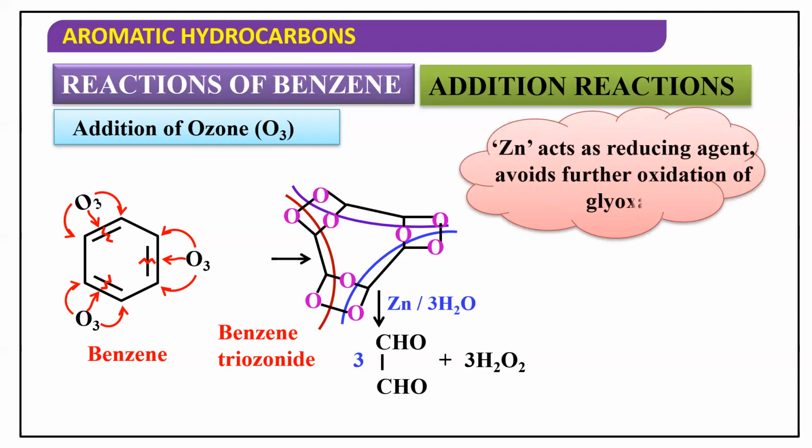Now, what is zinc doing here? So zinc basically acts as a reducing agent to avoid further oxidation of glyoxal. So it acts as a reducing agent so that glyoxal will not undergo oxidation in the presence of ozone.